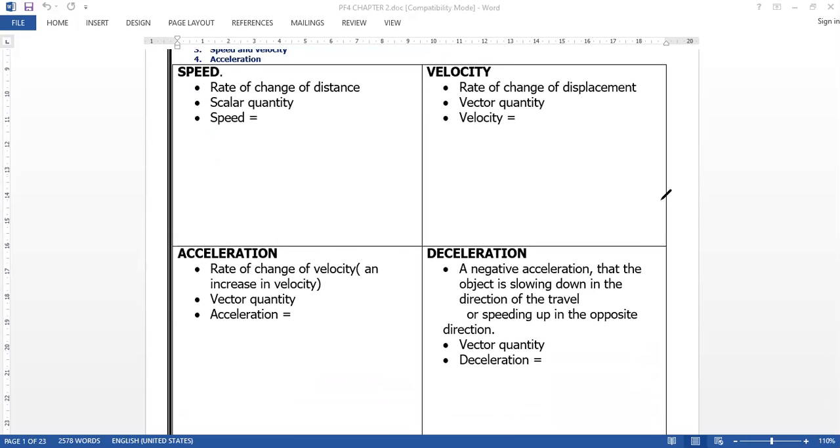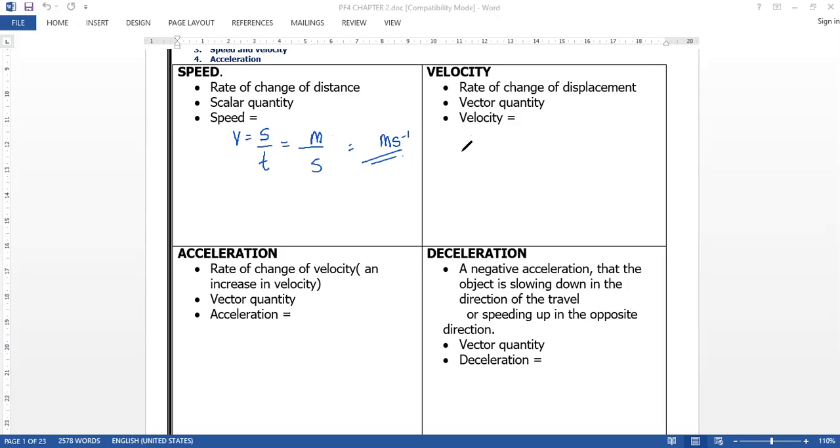If you talk about speed, we know the formula of speed. Speed is actually distance per time. So speed is the rate of change of distance per time. The SI unit will still be meter per second. So again, meter per second is the SI unit. The formula is simple. Speed is distance per time.